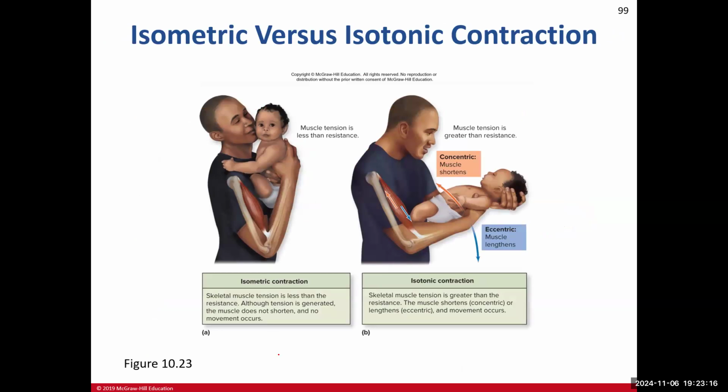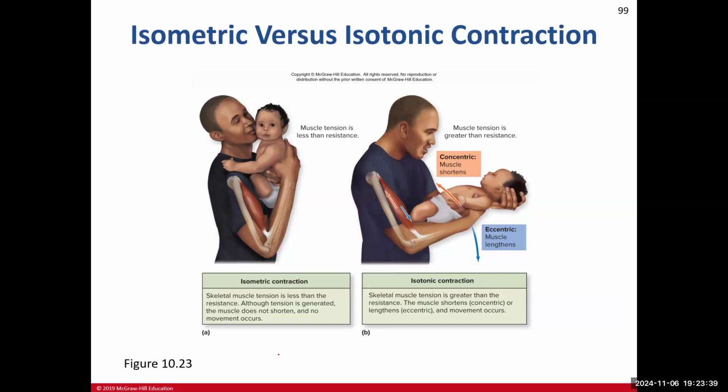You can see when the dad starts to bring the baby towards his face, he's concentrically contracting the biceps brachii. Then as he holds the baby there, that is going to be isometric. Then when he lowers the baby back down to put the baby back into the crib, the biceps brachii muscle still contracts, right? But it lengthens instead of shortening.